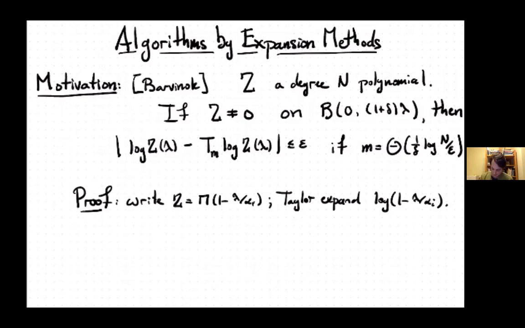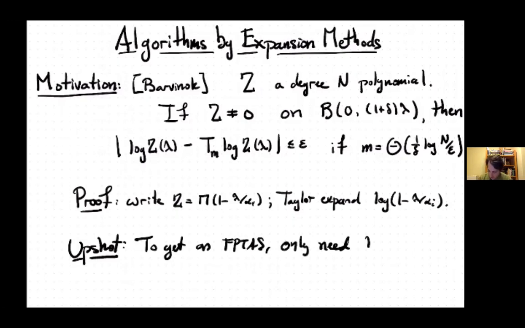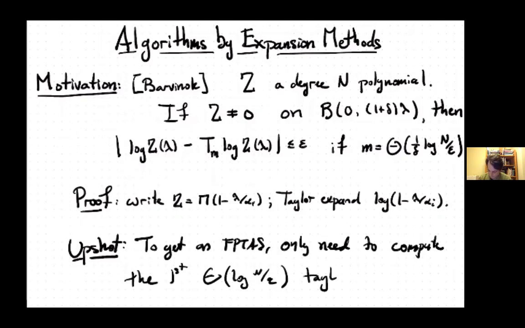So sorry, 1 second. The upshot of this is that if you want to get an algorithm, you only need to compute the first order log n over epsilon Taylor coefficients. Okay.